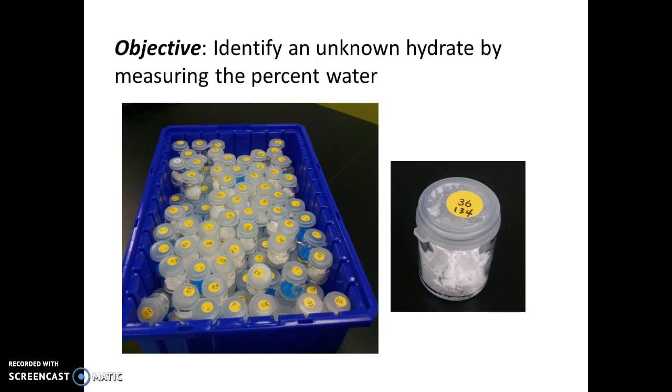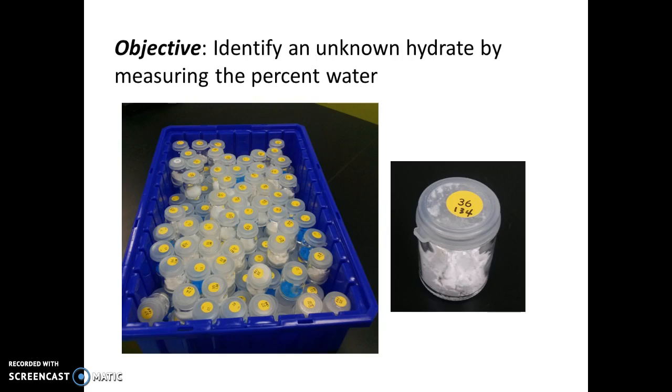One number is 134, and that's our course number. The other number that's typed is the number of your unknown, and you'll want to record this number in your lab notebook. So for example, the hydrate that I have here would be, I would record number 36. This is unknown number 36.